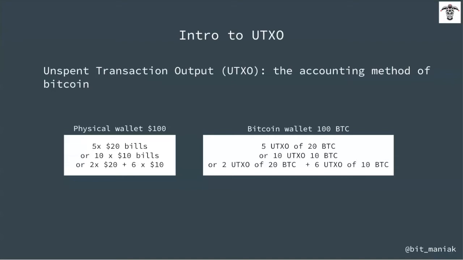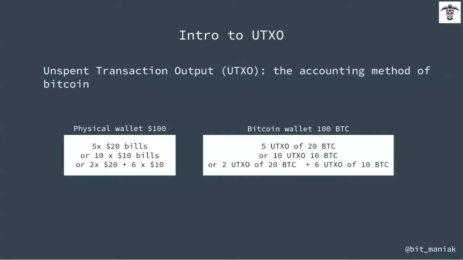And that $100 can be made up of different combinations of bills and coins. For example, you can have 5 $20 bills, or you can have 10 $10 bills, or whatever combination of different bills. Well, it's similar with your Bitcoin wallet. Say you have a Bitcoin wallet with 100 Bitcoin in it. Well, it's actually composed of lots of UTXOs of lots of different values. For example, you can have 5 UTXOs of 20 Bitcoin, or 10 UTXOs of 10 Bitcoin, or 2 UTXOs of 20 Bitcoin and 6 UTXOs of 10 Bitcoin, or whatever combination.